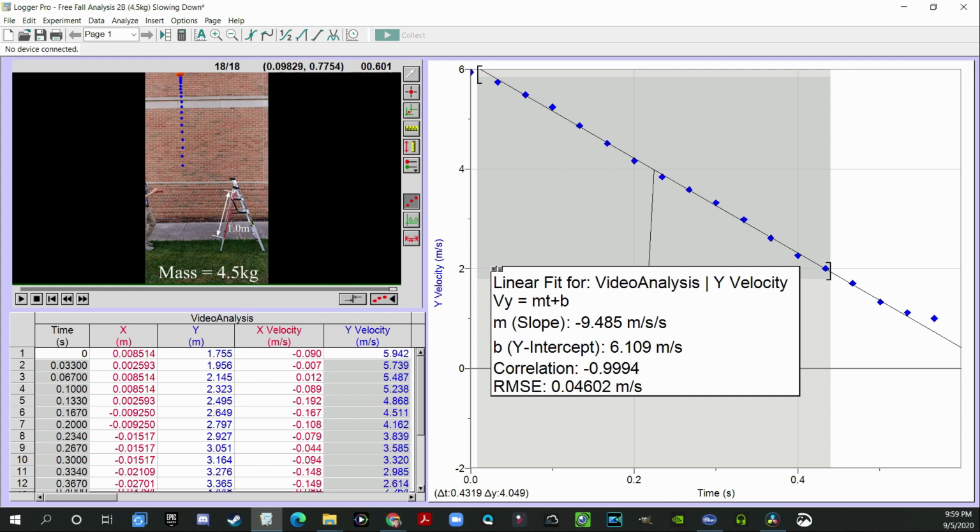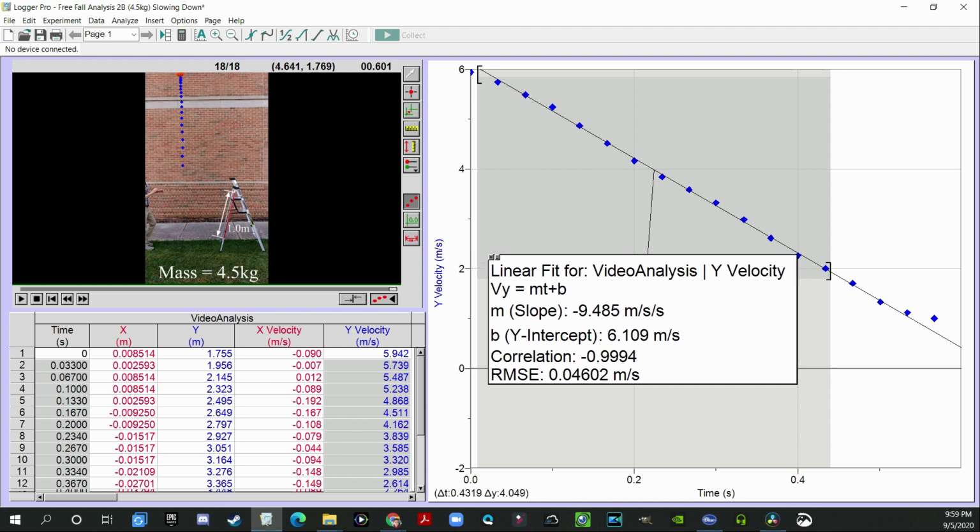And that's true even though it's moving up and slowing down. It's the same as when it's moving down and speeding up. So apparently, no matter what an object is doing, if it's in free fall, under the influence of gravity alone, and it's moving either up or down, gravity gives the object the same acceleration, about negative 10 meters per second each second, or more precisely, negative 9.8 meters per second each second.